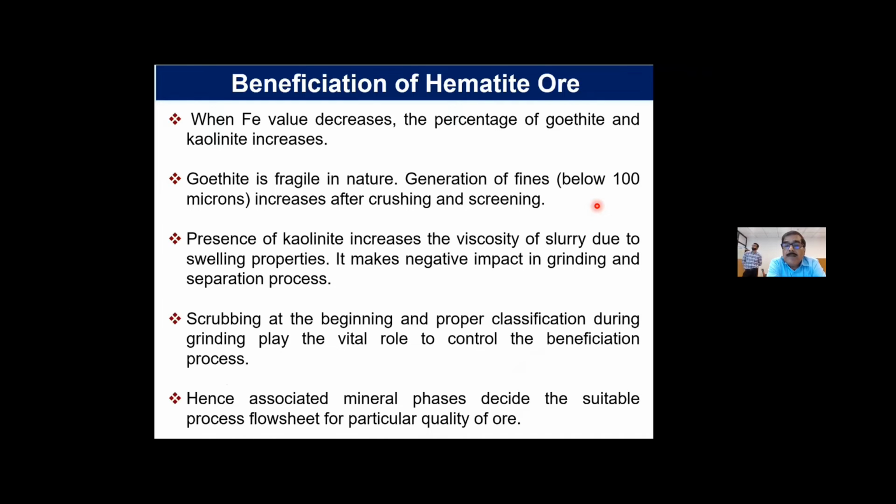The presence of kaolinite increases the viscosity of the slurry due to its swelling properties. It has a negative impact on grinding, separation, filtration, as well as pelletization. And scrubbing, that's why we have developed a number of processes for different industries. But according to commercial practice, we have to put the scrubbing at the beginning, and proper classification during grinding plays a vital role in controlling the beneficiation process. Already Sailesh has narrated about this. Hence, the associated mineral phases decide the suitable process flow sheet for a particular quality of ore.